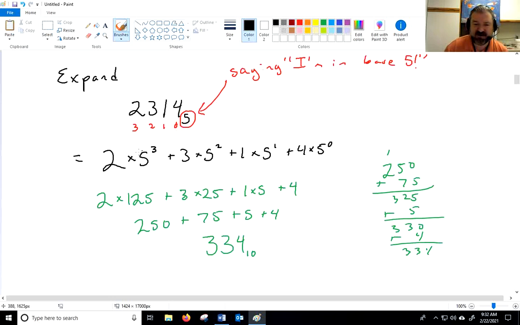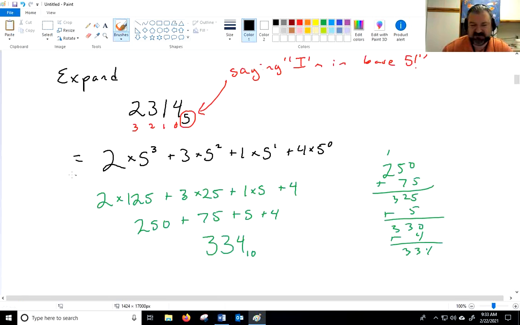Because in base 5, 5 to the third is simply 1, 0, 0, 0. It's just a 1 with 3 zeros. This is just a 1 with 2 zeros. And this is just a 1 with 1 zero. And this is just a 1. So in base 5, it would just be 2, 3, 1, 4 when you do the math backwards.